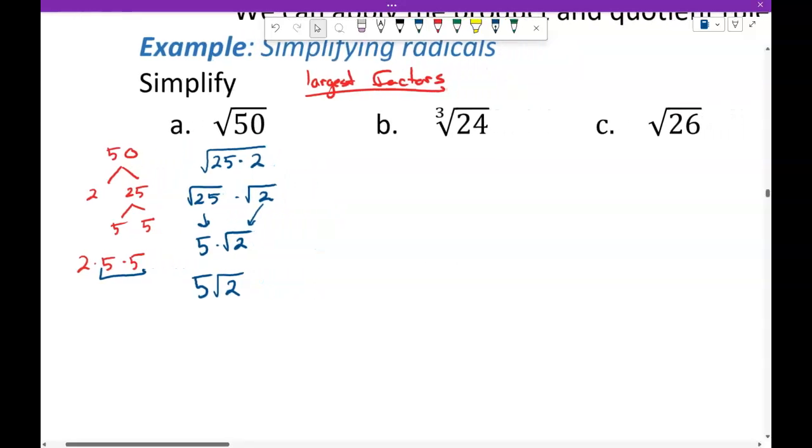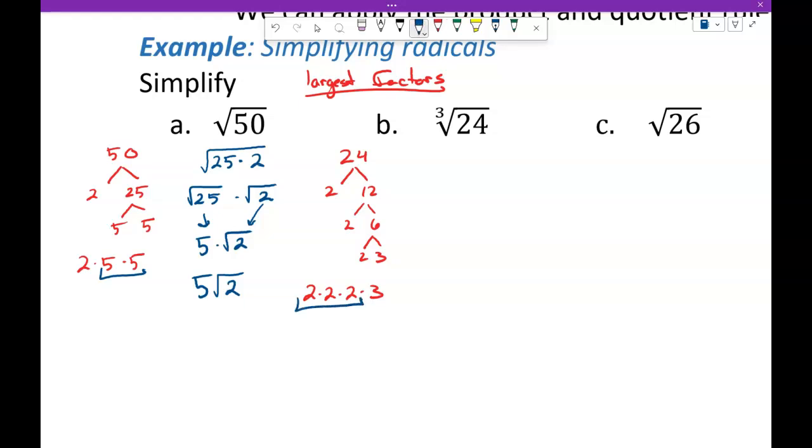Let's take a look at the cube root of 24. If I want to do factorization of 24, we have 2 and 12, we have 2 and 6, we have 2 and 3, so 24 gives us 2 times 2 times 2 times 3. Since we're taking a cube root, we're looking for 3 sets of numbers, or triplet, that when we multiply together gives us a perfect cube, like 8 times 3.